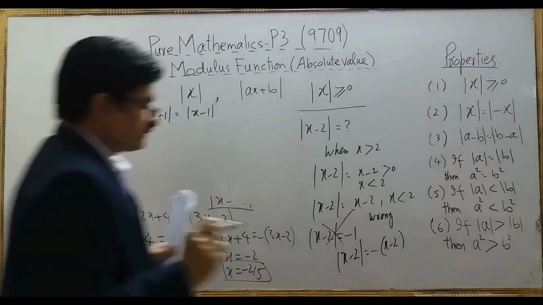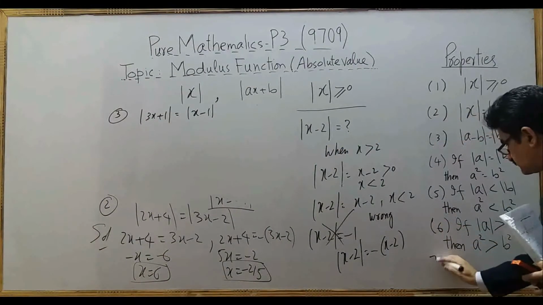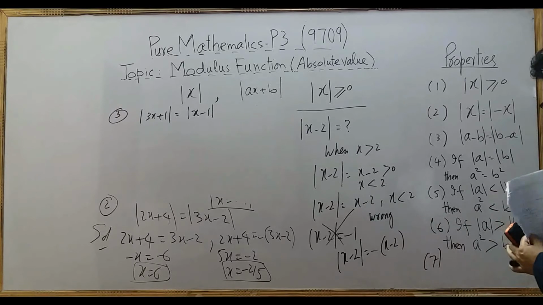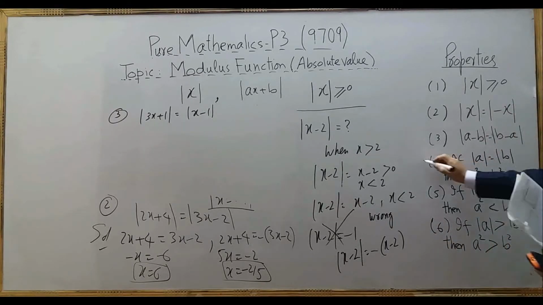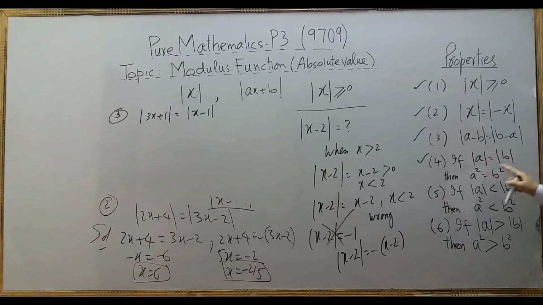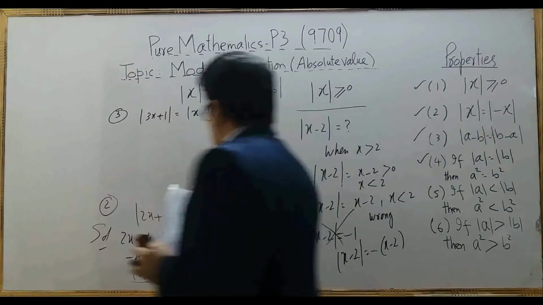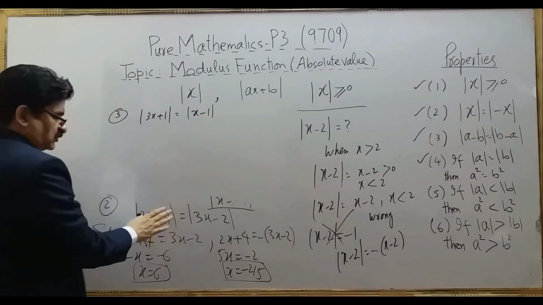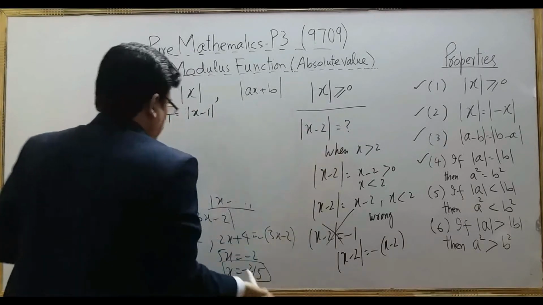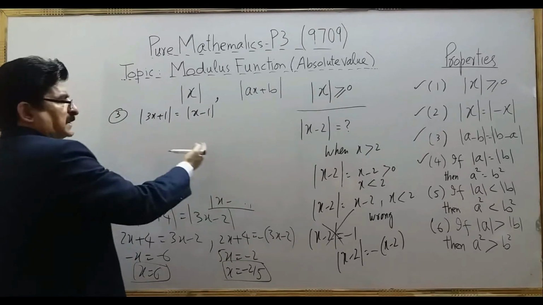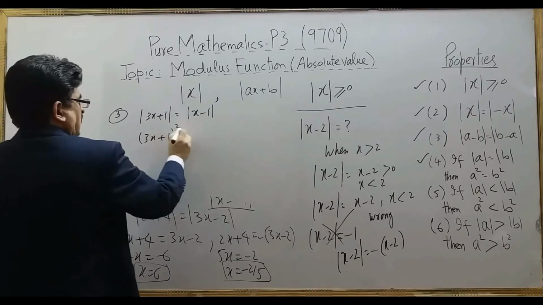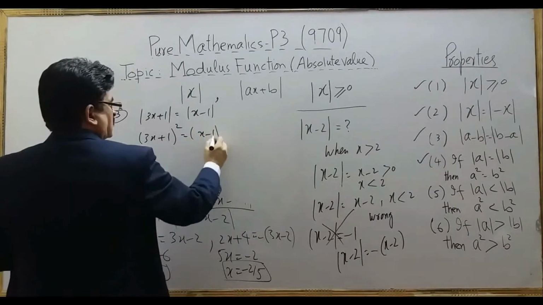So we have another property, I am writing it over here, seventh property, that we have mentioned already as property number 4. I have explained these two. Property number 4: if |a| is equal to |b|, then a² is equal to b². You can solve this question by this method also, and you should. This is easier and shorter. But to explain this property, I am solving this example by this property. Now this means that if the moduli are equal, then the squares must be equal.